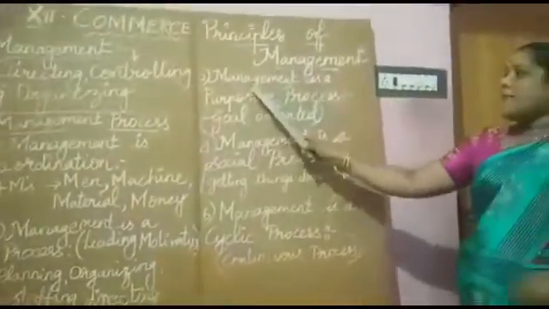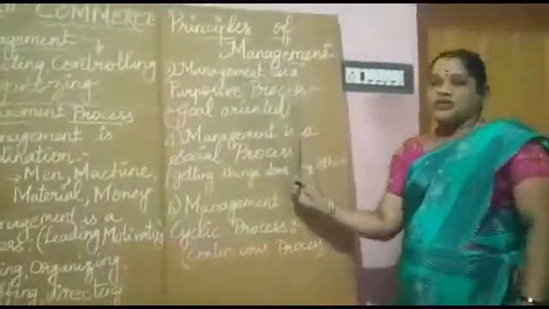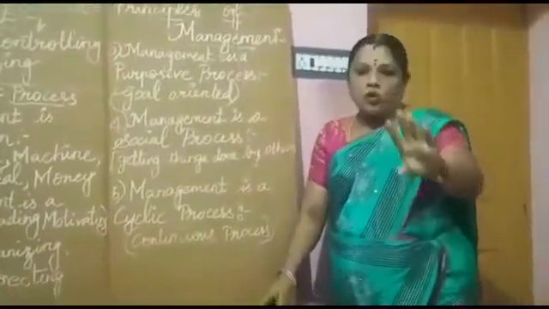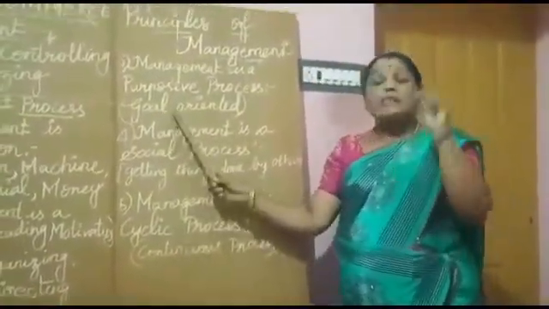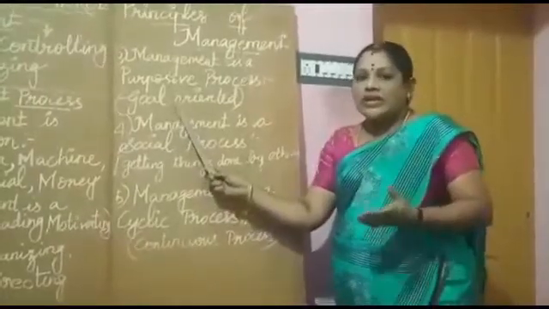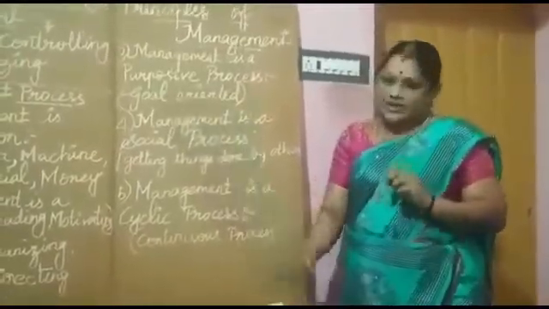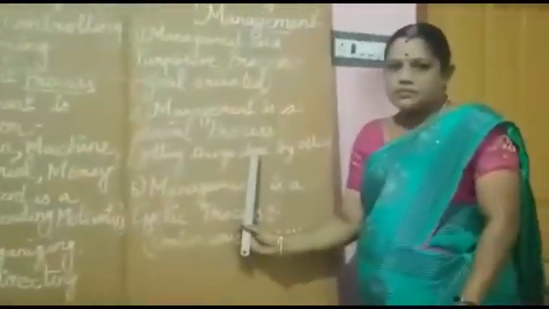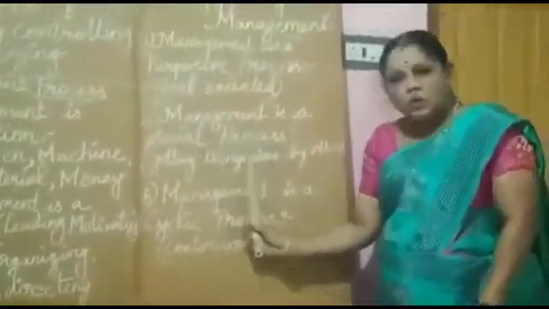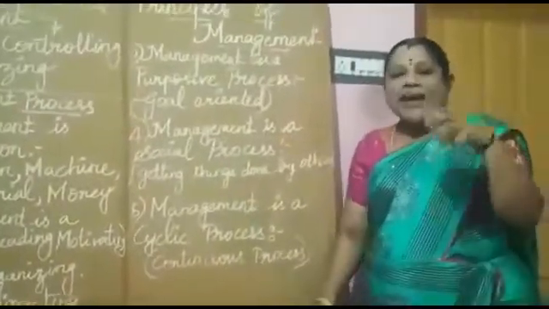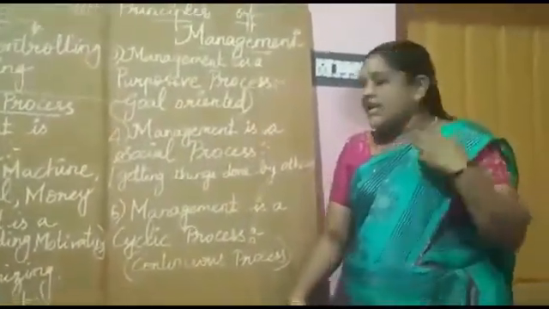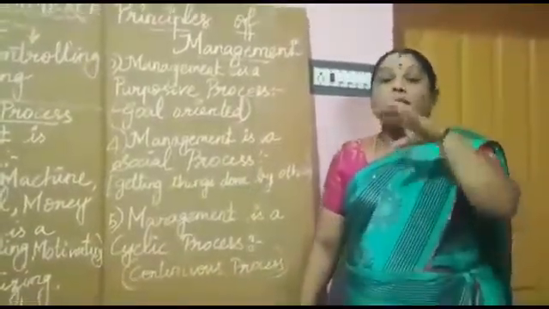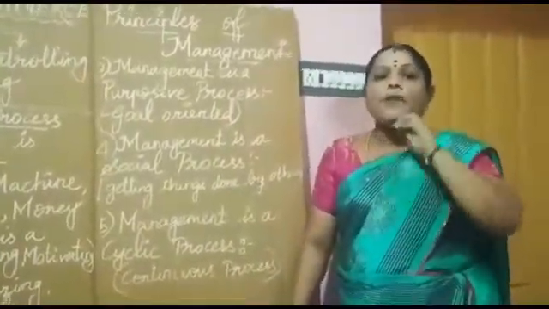And third, management is a purposive process. What is the main thing of an organization? To achieve a goal. So their effective working is based on their goal orientation. Then the fourth one is management is a social process. That means the manager must be very effective. He has to get things done by others. He has to make the employees work in a proper manner.